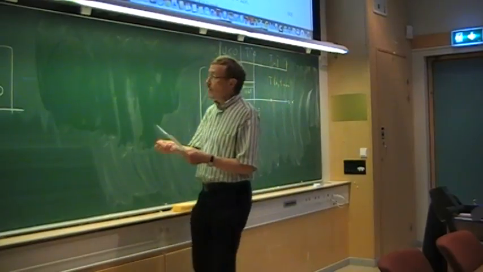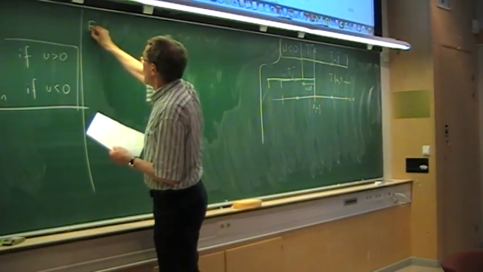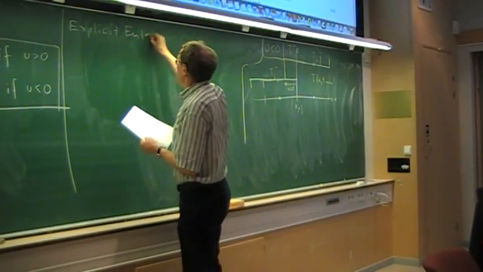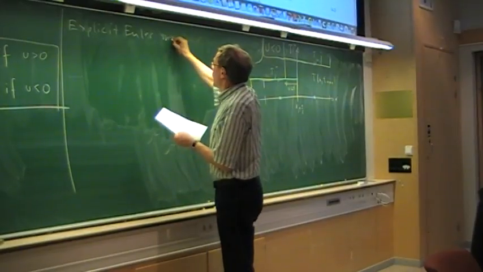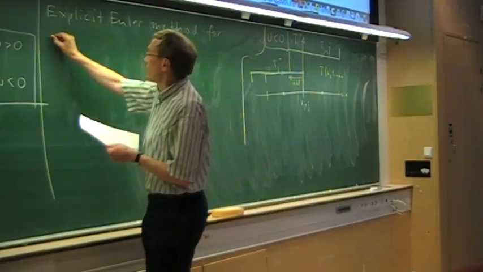Okay, so now we look for the discretization in time. There we use the explicit Euler method for the Upwind finite volume method.